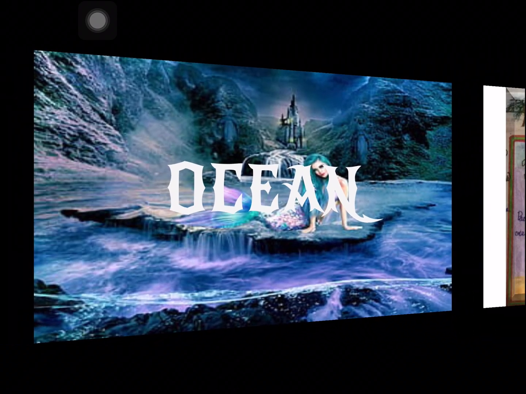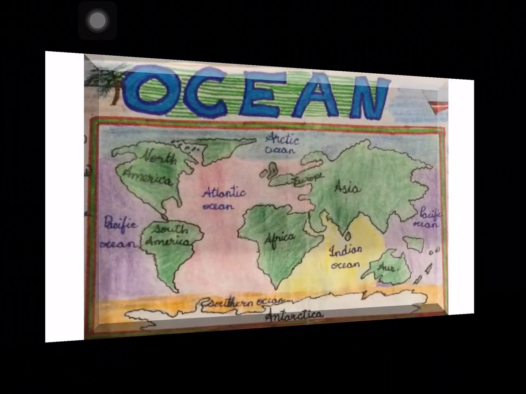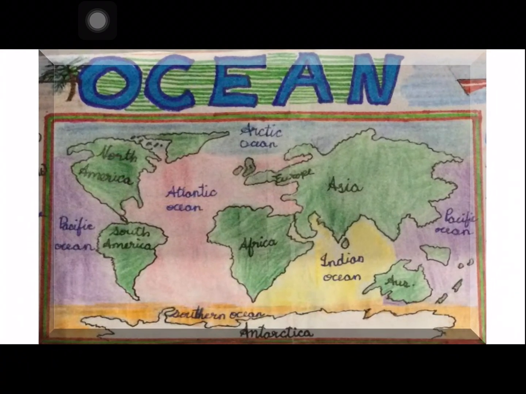So now, this is the world map. As you can see, the green parts are the land masses or the continents, and the mostly colorful parts are all the oceans. So, as you can see, in purple I've colored the Pacific Ocean, and it's on both sides.